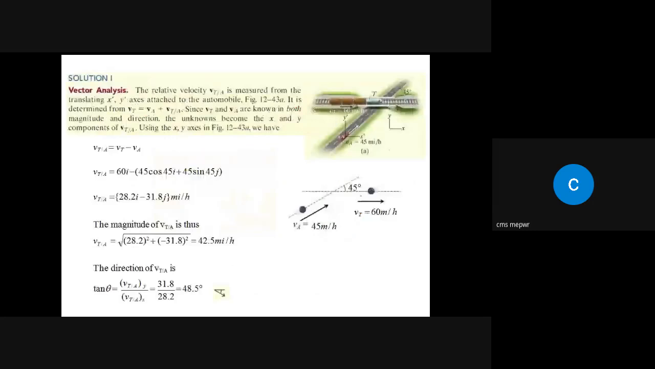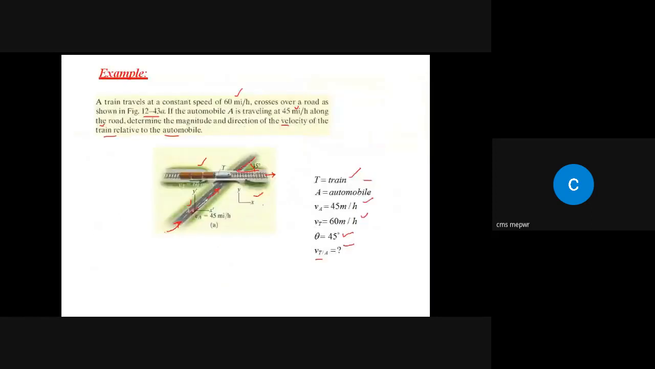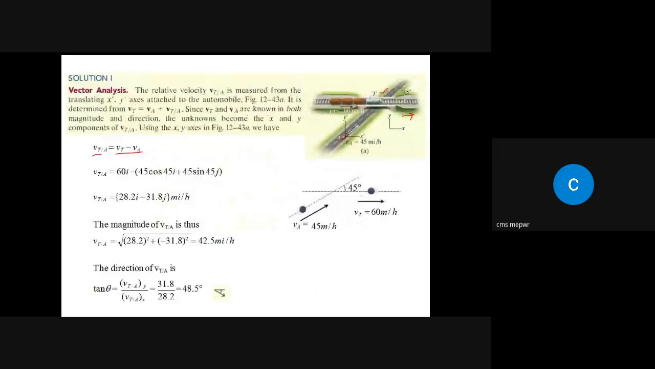So VT by A, from our previous calculation, we can write VT by A is equal to VT minus VA, as VB by A was equal to VB minus VA. So in this case, we are having train and automobile. So let VT by A is equal to VT minus VA. Now VT means the velocity of train. It is in one direction, that is in positive x. The xy coordinates are already defined, that x is positive in this direction and y is positive upward direction. So it is having just one component, that is in x. VT is having a velocity of 60 miles per hour, and it is only in the positive x direction. So VT is basically 60i. In vector form, you can write it like this.